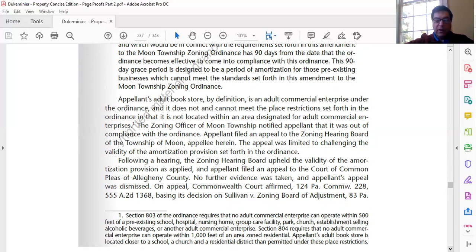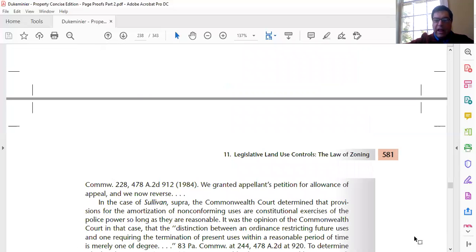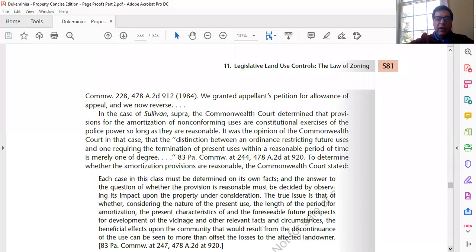The zoning hearing board and the lower courts had ruled in favor of the city, and they had done so based upon a decision in a case called Sullivan. And the Sullivan case, which is cited here at the bottom of 580, had decided that an amortization period is permissible. You can allow provisions that provide for amortization of non-conforming uses as long as the amortization period is reasonable, and the lower courts had decided that the amortization period of 90 days was reasonable here.